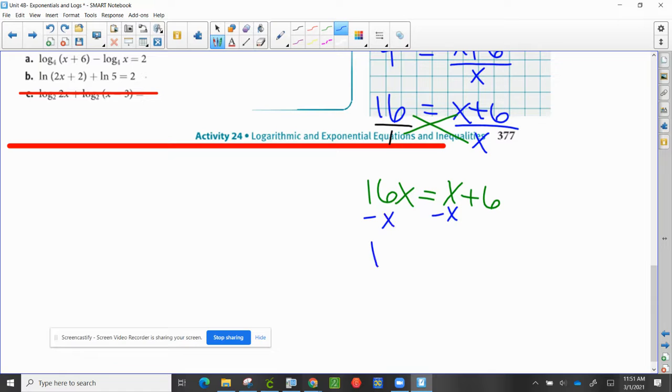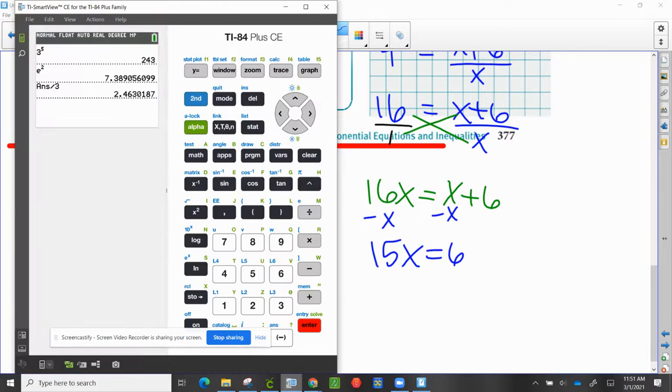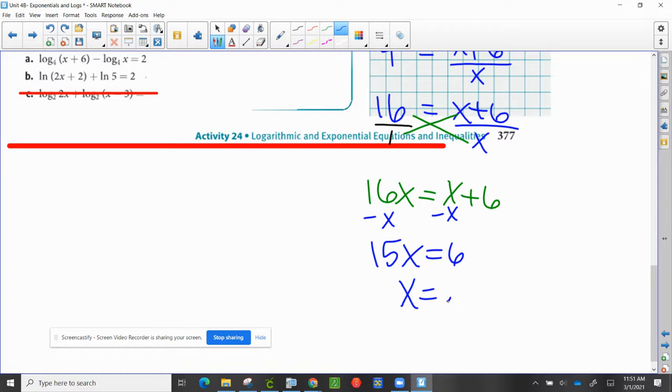Just move the x's on one side. So we get 15x equal to 6. So let's just get that decimal. 6 divided by 15. We get that x is 0.4. Now that's kind of the hardest one you would have when you have to combine things like that.